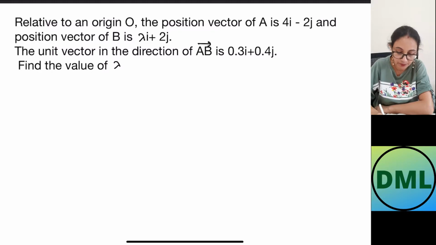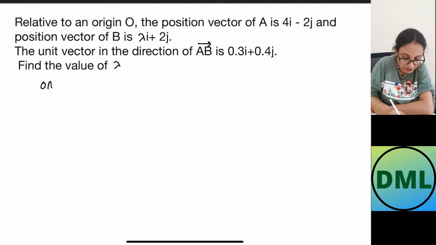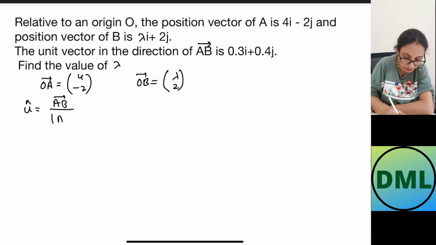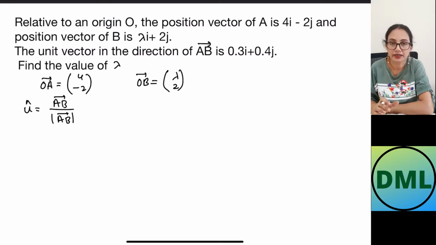Now, they gave us the position vector of A. That means OA is written as (4, -2) in the form of a column vector. The position vector of B they gave us as (lambda, 2). Now, they gave us the unit vector in the direction of AB. So, the unit vector in the direction of AB will be written as the vector AB divided by the modulus of AB. Now, first I need to find out the vector AB.